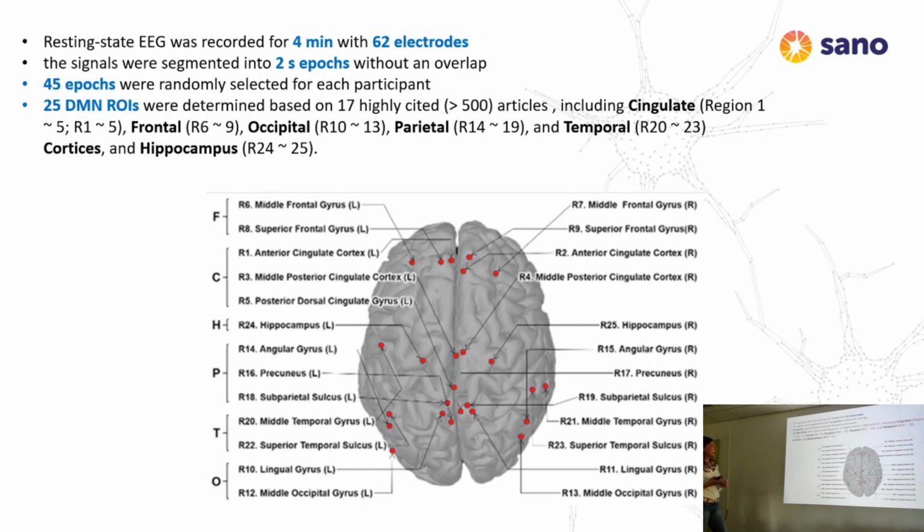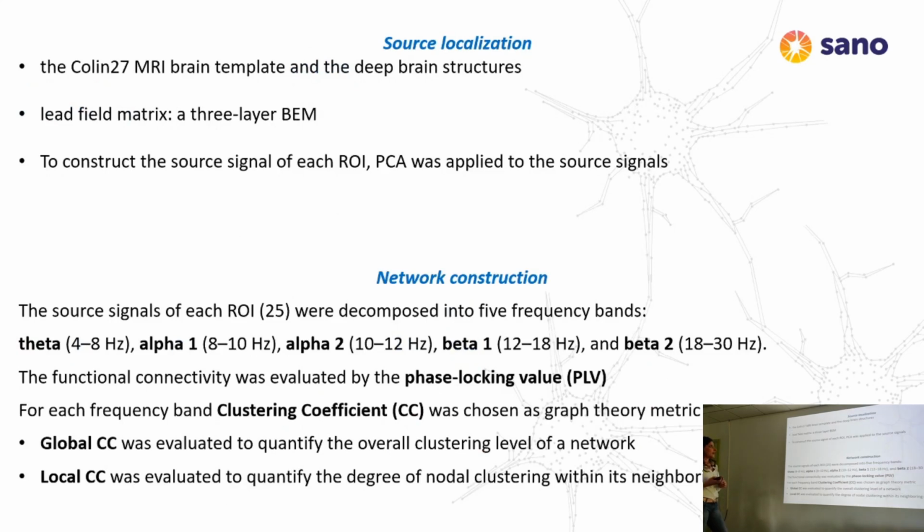25 default mode network ROIs were determined based on literature, including cingulate, frontal, occipital, parietal, and temporal cortices, and hippocampus. For the source localization, a brain template and deep brain structure were used.